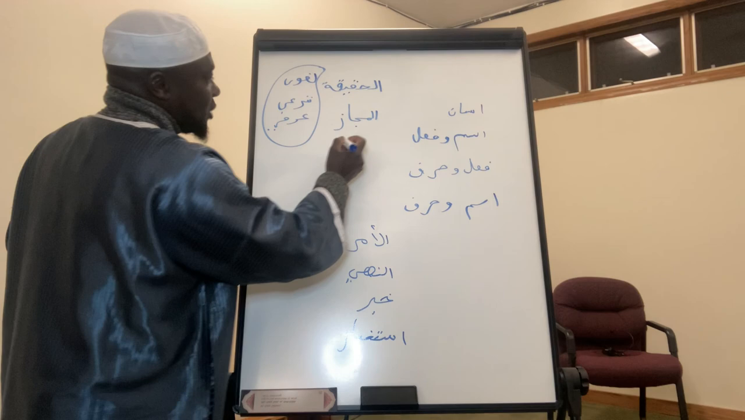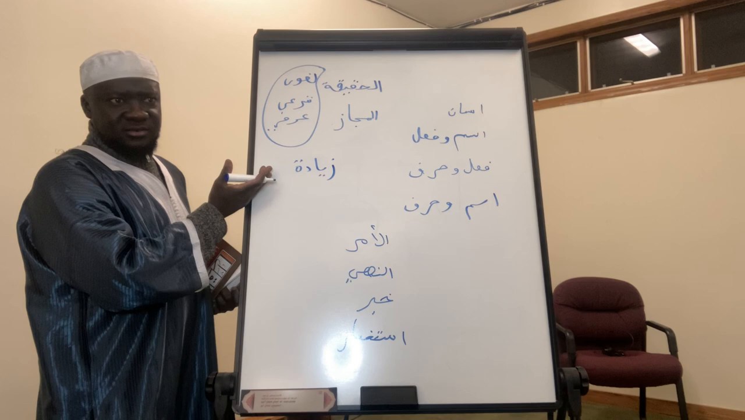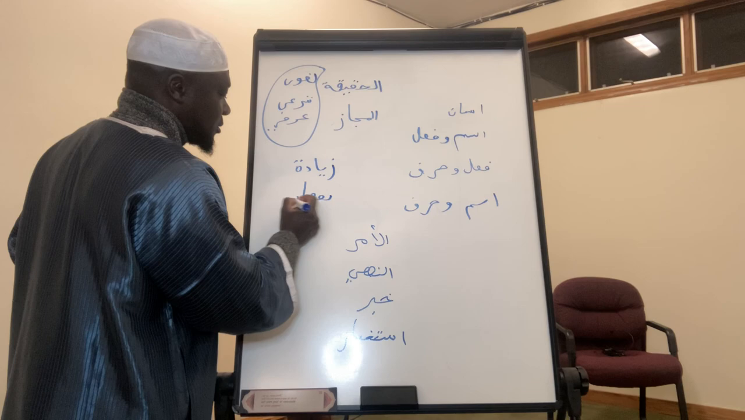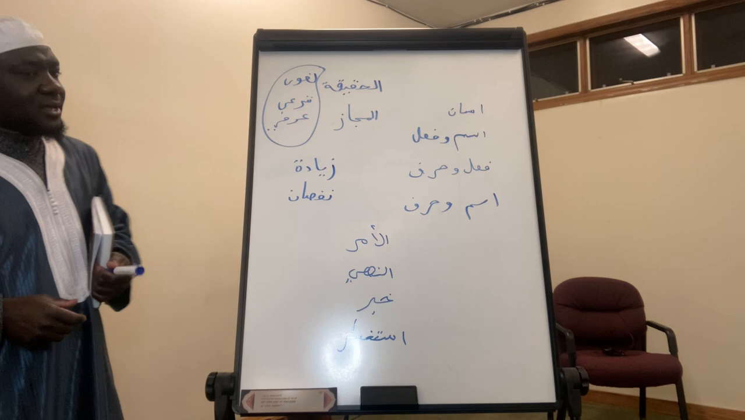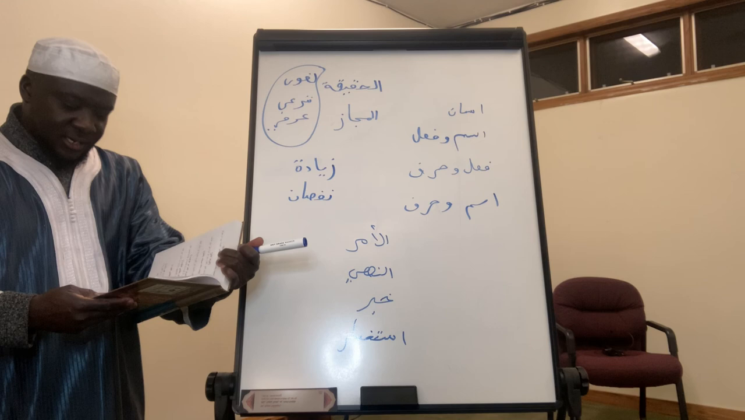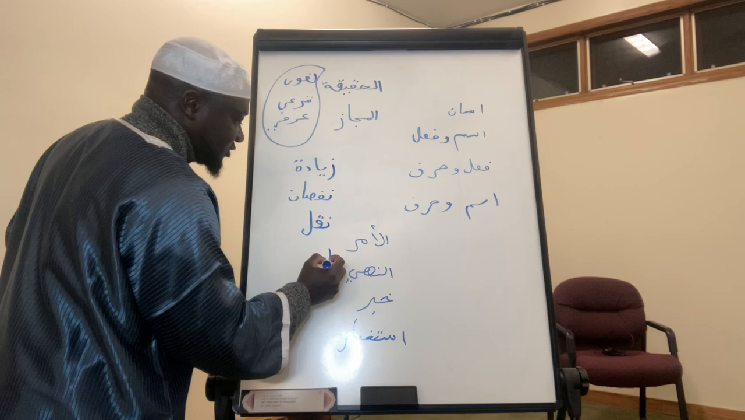Ziyada. We give an example of ziyada, like laysa kamithlihi shay. And we have nuqsan. An example of nuqsan will be hadf. Nuqsan, naql or isti'ara, naql, isti'ara. We give an example of isti'ara.